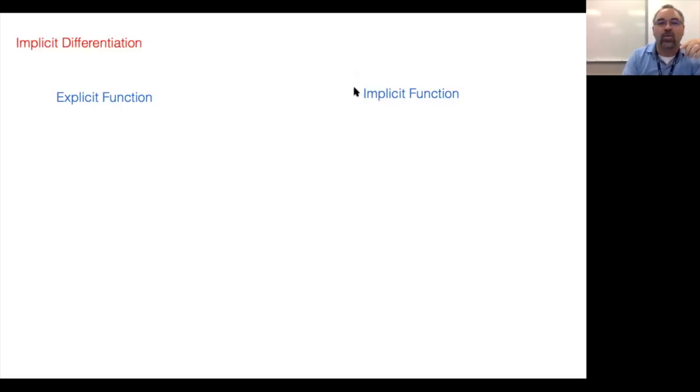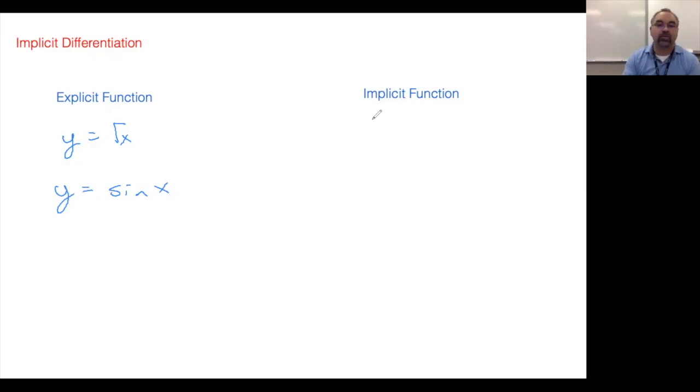So we'll start off with the idea of an implicit derivative. This comes to us because the functions we've been dealing with have been primarily explicit. Stuff like y equals the square root of x, or y equals the sine of x. Something like that, where it's very obvious that y is dependent upon x.